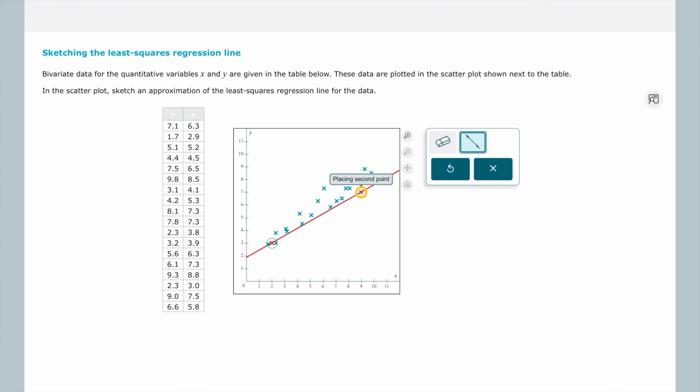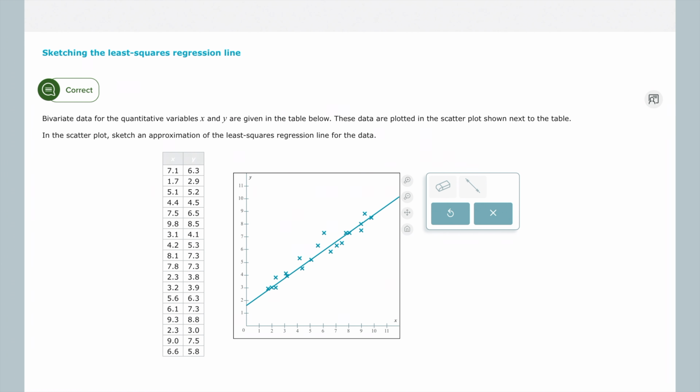All I'm doing here is showing that this line is about the average of these points. So it has a positive association. All you have to do is randomly draw a line in there. I'll check it. As long as you're close, it'll count it right. Okay, so you just have to draw a line in there. You don't have to do anything.